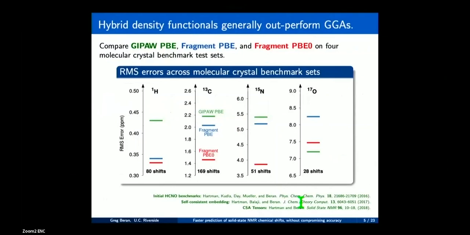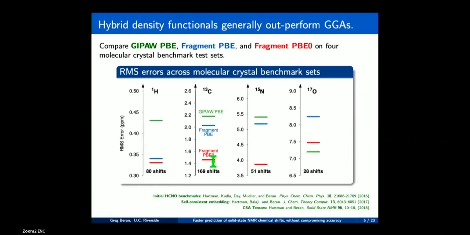So we, at one point several years ago, did a whole bunch of benchmarks across a large number of crystals for hydrogen, carbon, nitrogen, and oxygen. And in green, we have GIPAW PBE RMS errors from those test sets. In red is our fragment approach with the hybrid functional. So again, you can see often it's something like a 30, 40% improvement for these. So this is, I think, pretty strong evidence that these hybrid functionals can work considerably better than the standard GGAs.